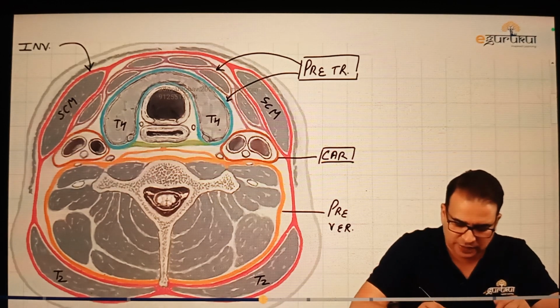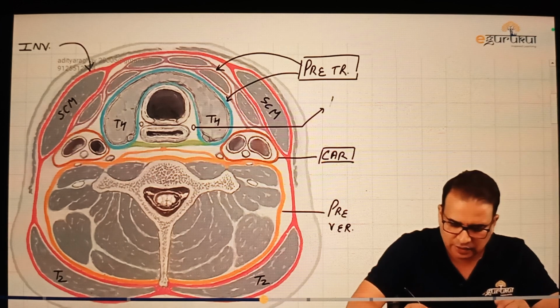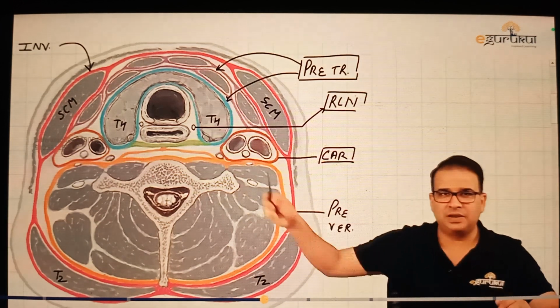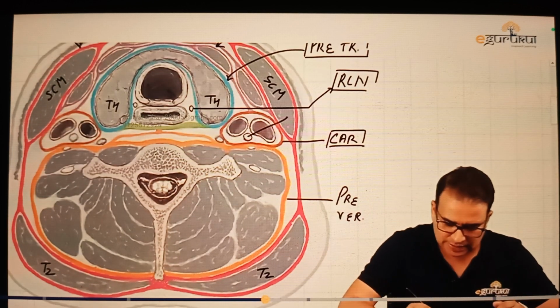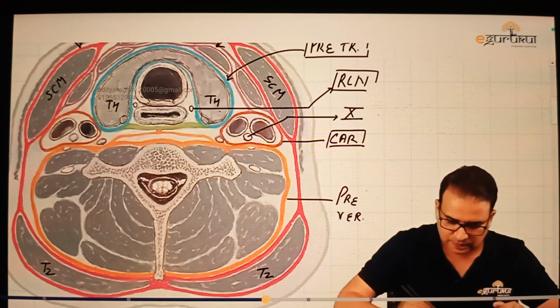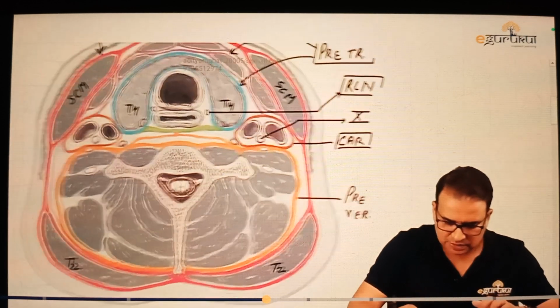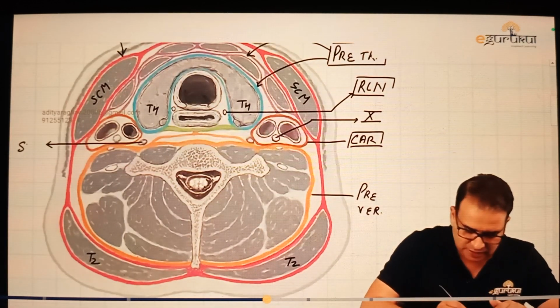Now starting from the anterior part, can you see the nerve present in the tracheo-esophageal groove here? This nerve here is the recurrent laryngeal nerve. You can see bilaterally present that recurrent laryngeal nerve in the tracheo-esophageal groove. Inside the carotid sheath, we've got the vagus nerve. This here is the sympathetic chain. Now let me just mark on the other side here. This is the sympathetic chain.